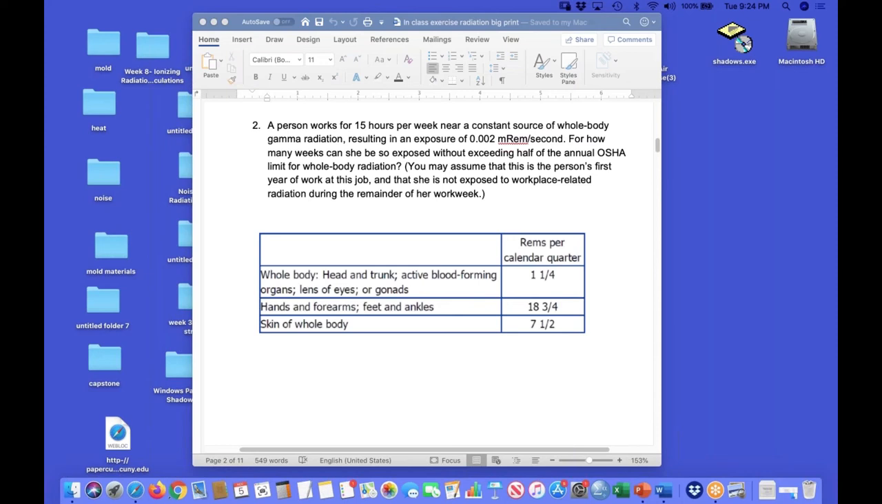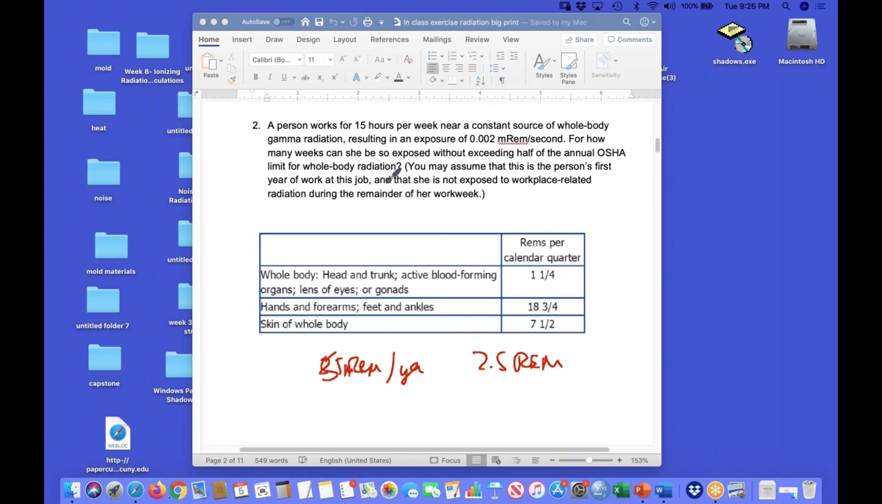In other words, she hadn't had any other exposure, and she's not exposed to workplace-related radiation during the remainder of the work week. So what is the OSHA annual limit for exposure? Anybody remember? Whole body is 1.25 per quarter, so it's 5 rem per year. So half a year is 2.5 rem. That's what we want to know. How long can she work before she's exposed to 2.5?